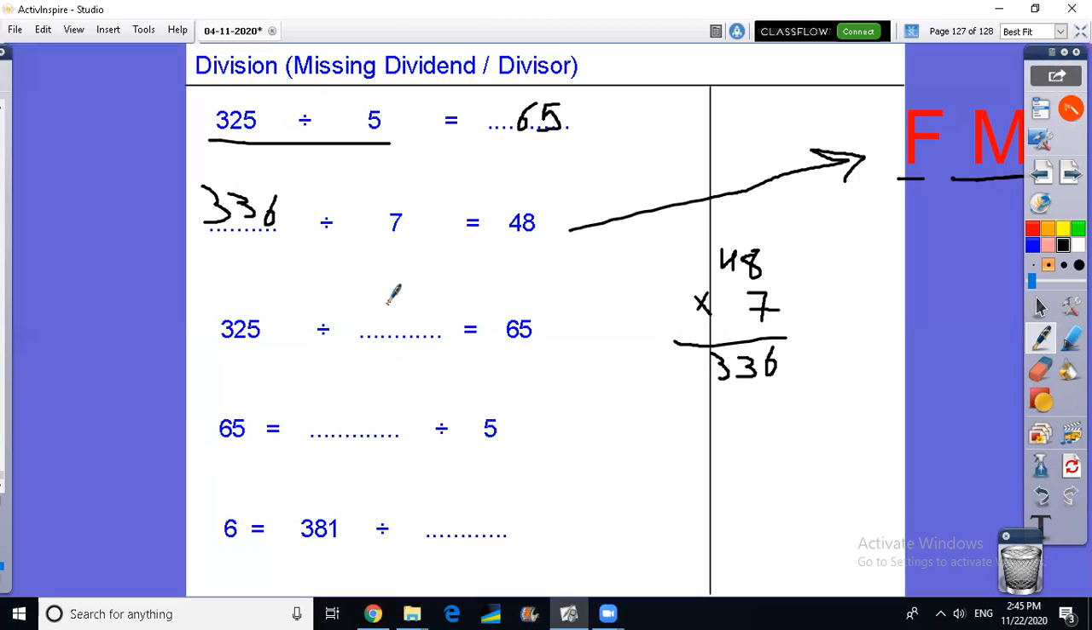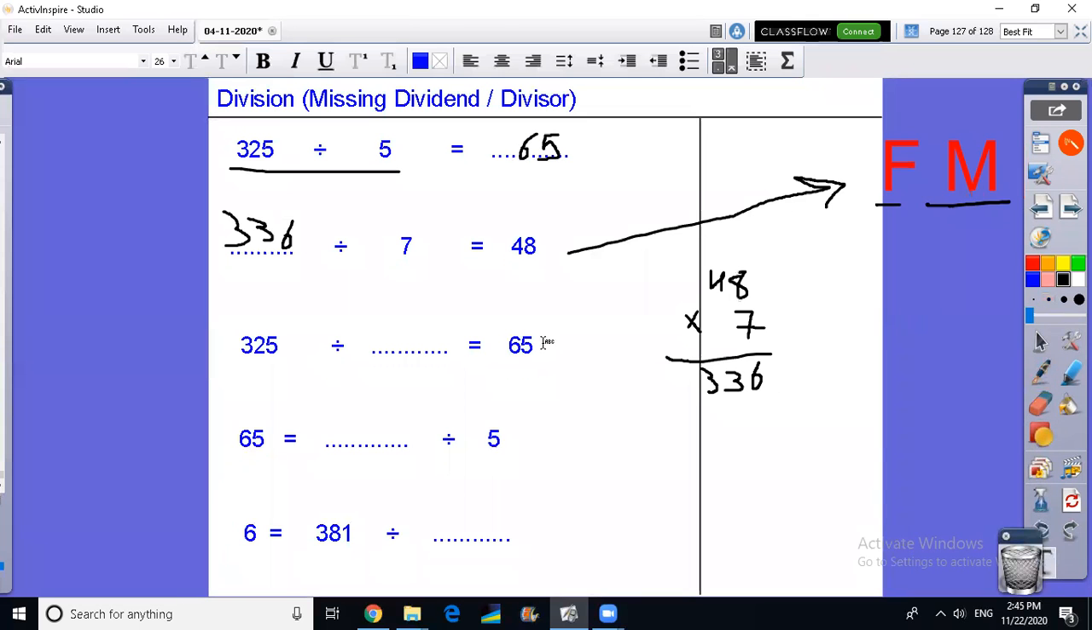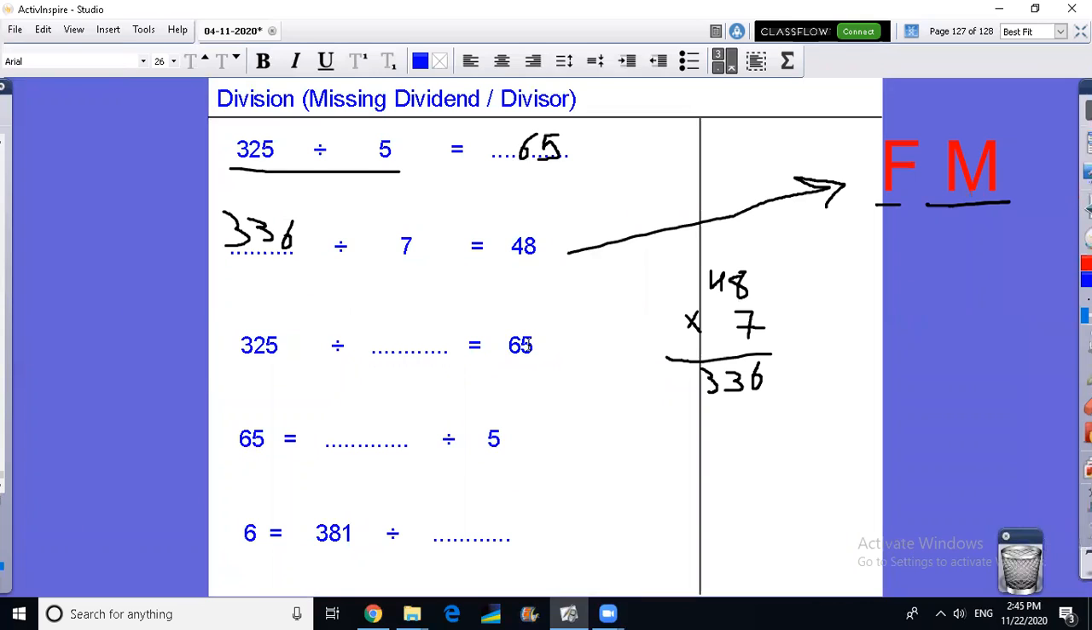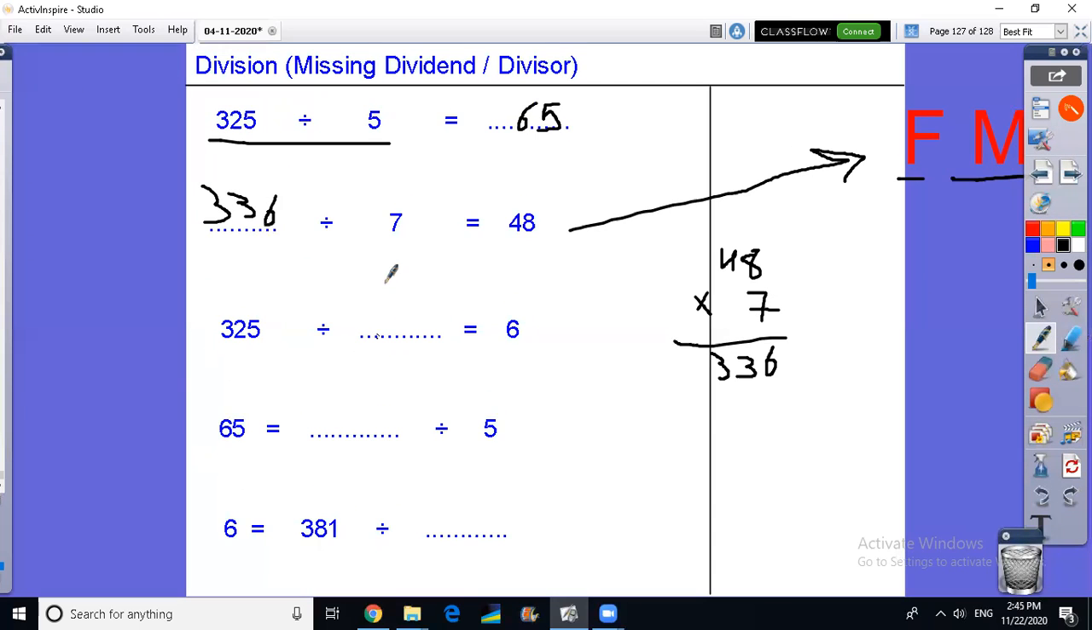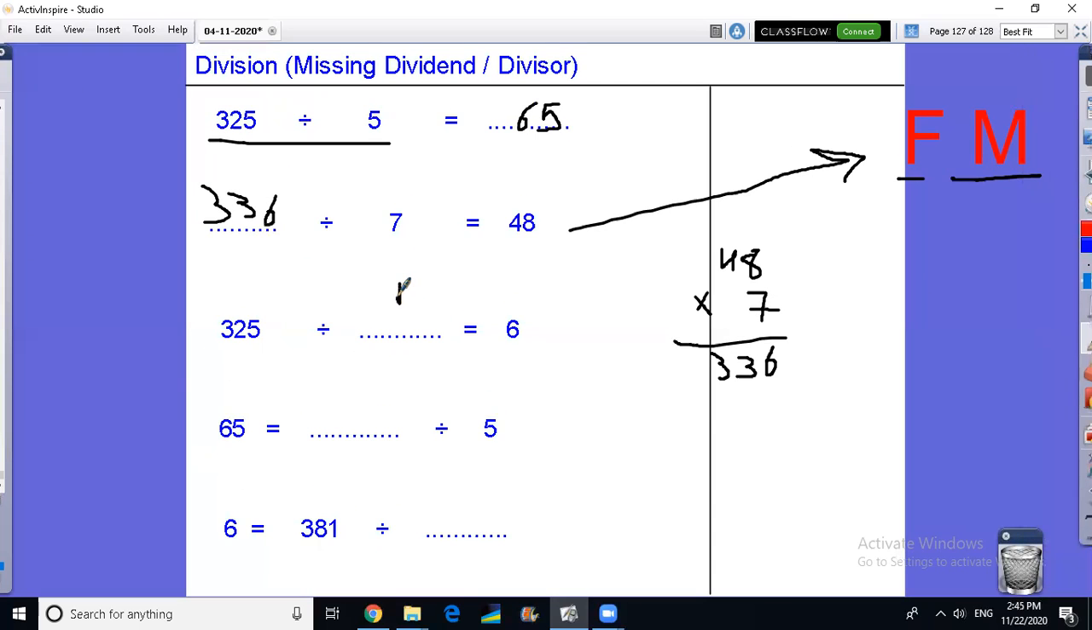Divide what, mister? Divide here 325. We need to always divide the answer by what? Well, here there is a mistake, I guess, in this question. Okay. So here, mister, to find the second number that's missing, what do we do? Yes, first multiply, then second divide.